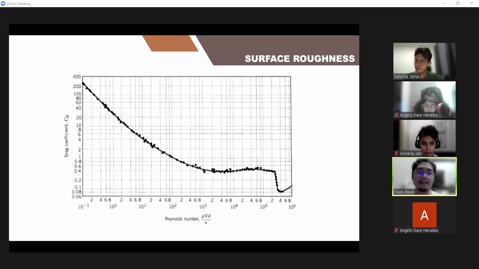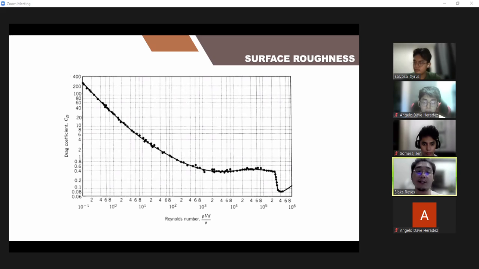Let us analyze this deeper. Here we have a figure showing the effect of the Reynolds number on the drag coefficient of a smooth sphere. As seen, at lower values of the Reynolds number, the drag coefficient is quite significant. However, as the Reynolds number increases, we see a steady decrease in drag coefficient values until we hit a plateau at about 10 to the third to 2 times 10 to the fifth. In this range, we could consider that the drag coefficient is nearly independent of the Reynolds number.